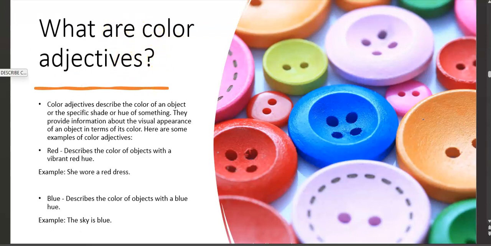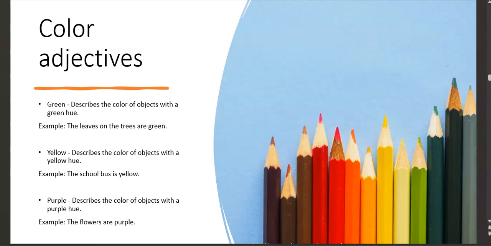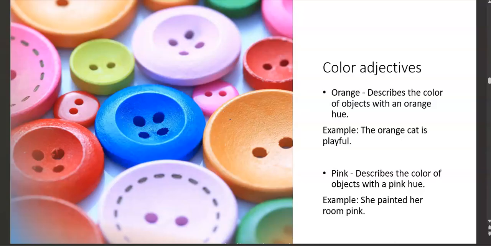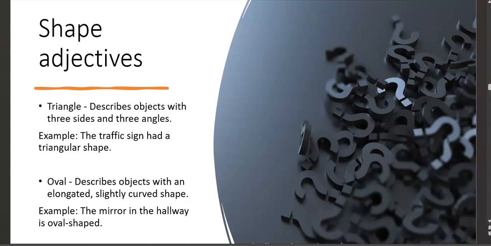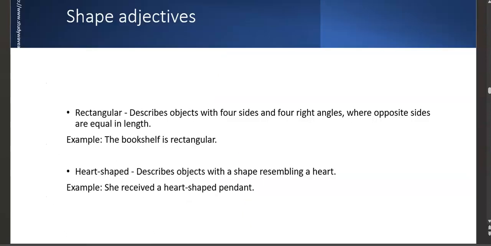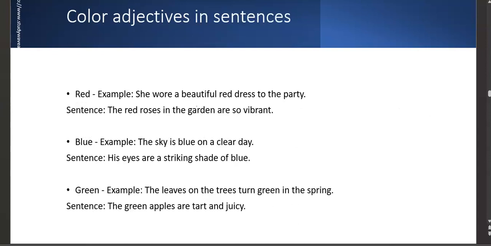I gave you first examples of colors. I gave you the color red, blue, and another color, green, yellow, purple, orange, pink. These were all colors we looked at. And then I also came to shapes and discussed examples of shapes, where I talked about the square shape, the triangle, the oval, the rectangular, the heart shaped, and even went further and talked about adjectives in sentences.